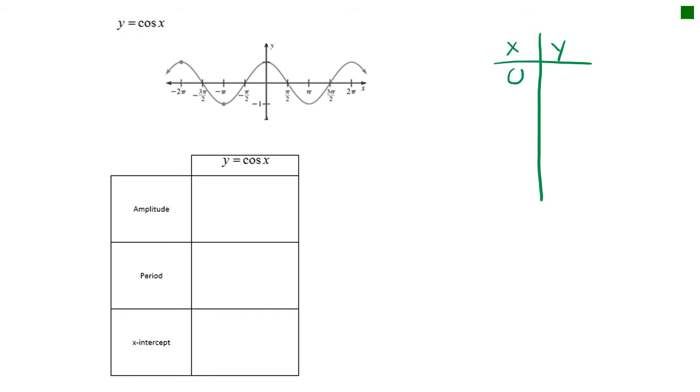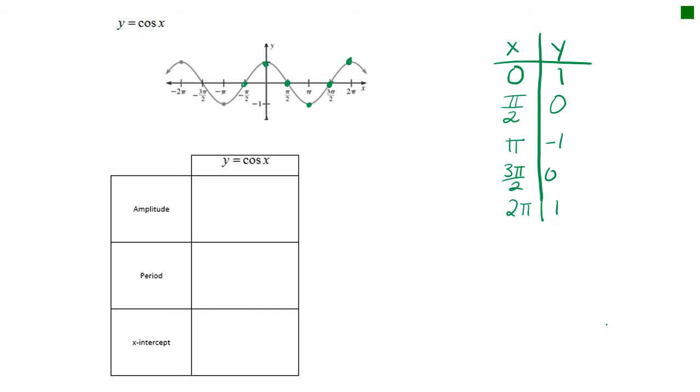Now, when radians is 0, the cosine at 0 is 1. Cosine at pi halves is 0. Okay, 1, 0. The cosine at pi goes back down to negative 1. At 3 pi halves, we come back up to 0. And then at 2 pi, we are back up to 1. So we've just completed a period.